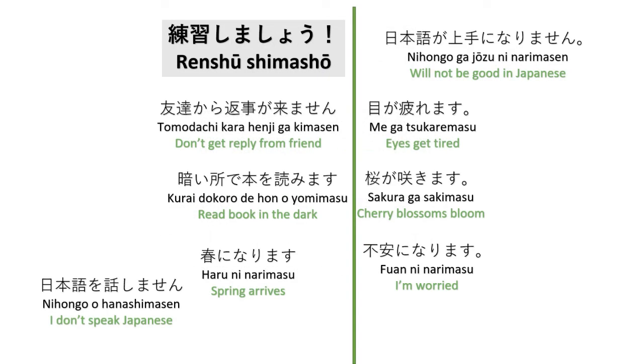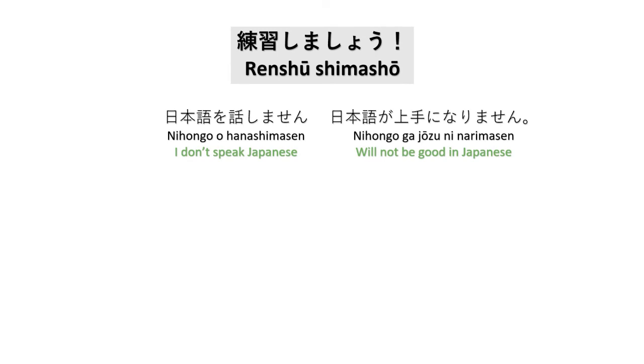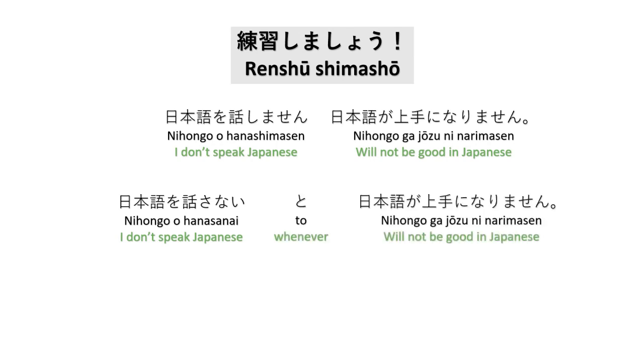Alright, next. Nihongo hanashimasen. I don't speak Japanese. And its partner is, will not be good in Japanese. Nihongo ga jozu ni narimasen. So how do we turn this with to? Nihongo hanasanai to, Nihongo ga jozu ni narimasen. Whenever I don't speak Japanese, I will not be good in Japanese. And it is true. Believe me.